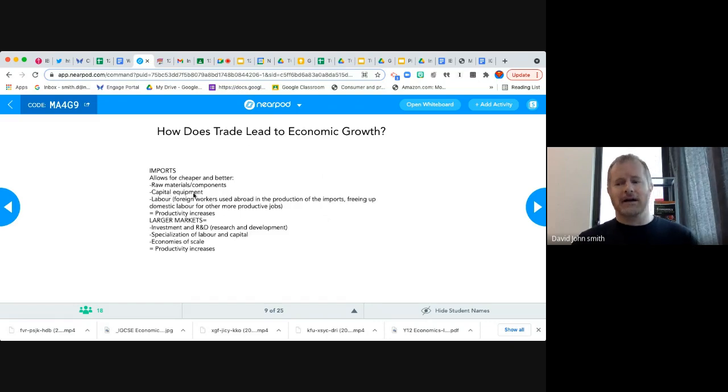Capital equipment, new, different capital equipment, maybe cheaper capital equipment, again increasing productivity. More labor: the idea that you could import labor from, I don't know, New Zealand, in order to bring them in to increase production, to free up domestic labor for other jobs, or just to increase productivity in certain sectors, creating extra output. Productivity increases. Larger markets, by importing but also by exporting, we're going to get bigger markets.